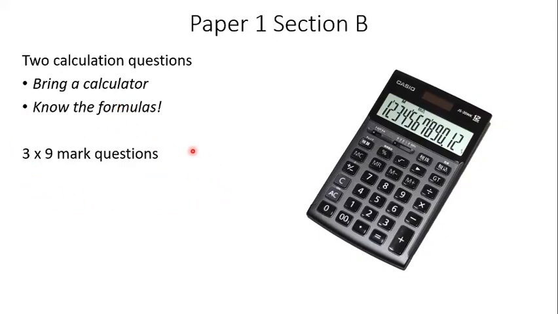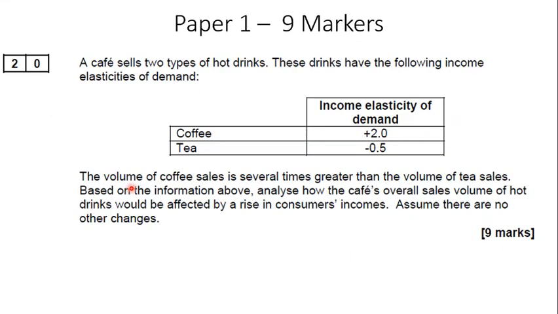Then in the 2018 paper, following those 2 calculation questions, in paper 1 section B, there were 3 9-mark questions in a row. I'm not 100% sure, but I am anticipating the same structure this year with 3 9-mark questions. So this video is going to look at how to answer those.